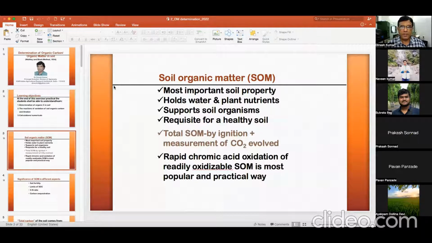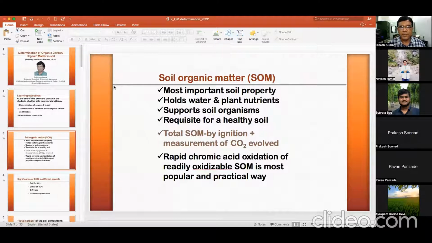Total soil organic matter is estimated by ignition or by volatilizing the carbon, and then this is measured. Suppose you have a mechanism to burn the carbon or ignite the carbon under controlled conditions at high temperature, then CO2 will be evolved. And one can measure the CO2, and that can be correlated to the organic matter content. So this is done by a total carbon analyzer. We have one equipment, the name is TOC analyzer, total carbon analyzer. However, that is expensive and not available everywhere.